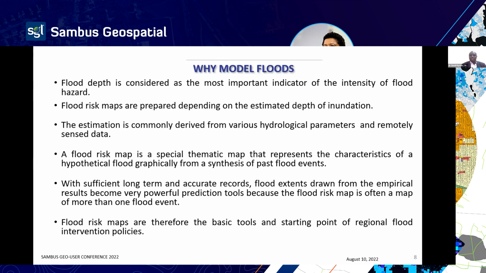So if we have long-time hydrometeorological data, that is either rainfall data, river stage, or river flow, we can actually come up with a hypothetical representation of what flood will look like in the area. So with sufficient long-term and accurate records, flood extents drawn from the empirical results become very powerful prediction tools because the flood risk map is often a map of more than one flood event. And that is why extreme statistical values are used for flood risk analysis. Okay, so let's go to the next slide.